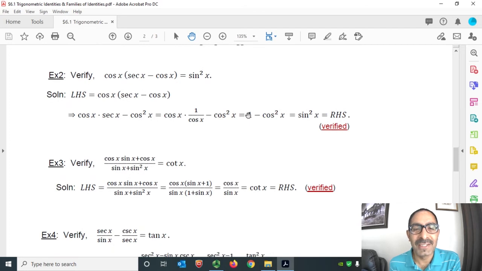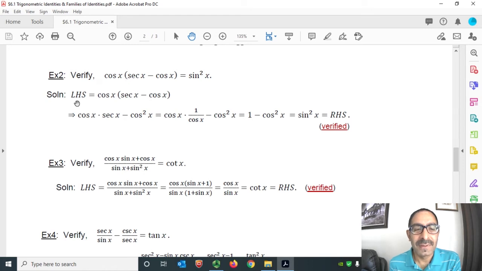Verify the trig identity. The given trig identity equation is cosine x times (secant x minus cosine x) equals sine square x. So let's begin the solutions. By looking at these trig equations, the left side is slightly more complicated than the right side. So let's begin from the left side.